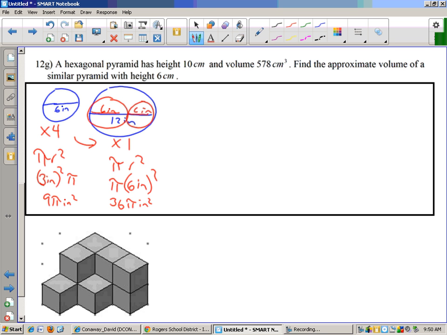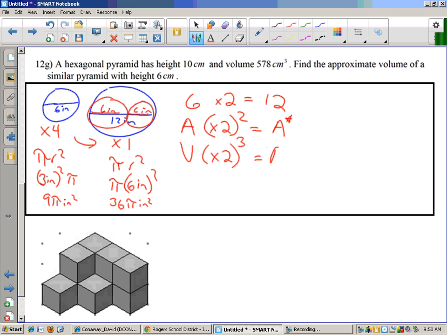So what happens is, if this is double, if this is going to go 6 times 2 to get to 12, then the area is going to have to be times 2 squared to get to the new area. And the volume is going to have to be times 2 cubed to get to the new volume.